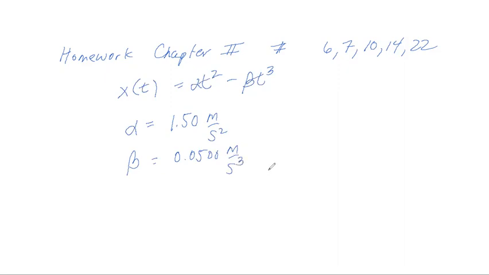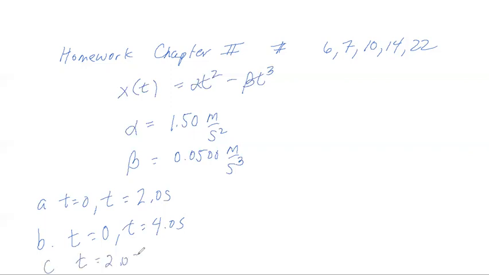Calculate the average velocity of the car for each time interval. A is t equals 0 to t equals 2 seconds. B is t equals 0 to t equals 4 seconds. And C is t equals 2 to t equals 4. All right, let's go ahead and do that.